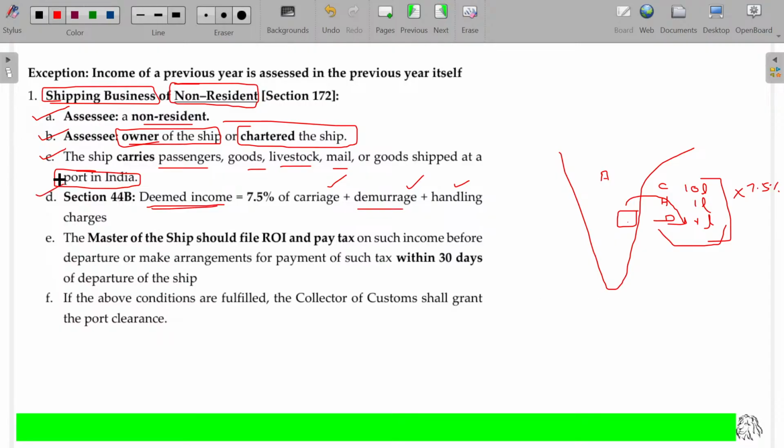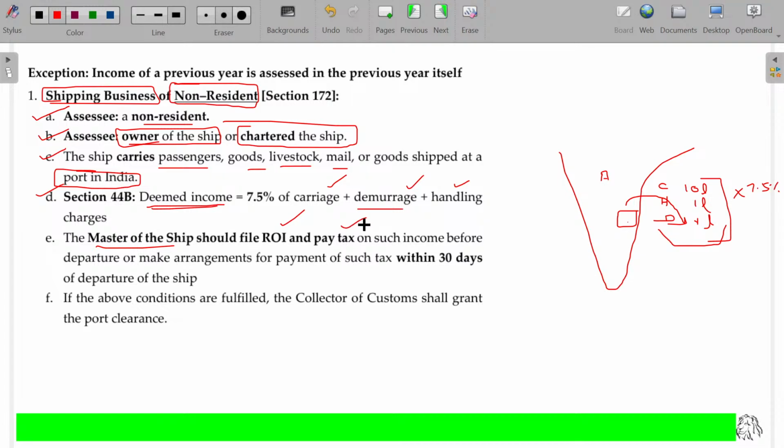And who has to find and pay the tax? The master of the ship, the ship in charge. Whatever way he calculates, he has to report this, which is called RI, return of income, filing of return of income. Not only filing, he has to calculate the tax applicable for that. That should also be paid, which is called payment of tax.